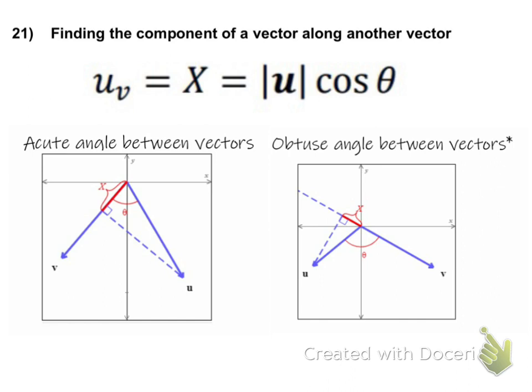When the angle between the vectors is obtuse, so bigger than 90, when I try to drop my perpendicular, it goes on the back side, right? When I drop this right here, it's not on vector v, it's on the back side of vector v. When that happens, your x will be negative. So when you have an obtuse angle, that x value is going to be negative, showing you that it's on the back side of the vector.